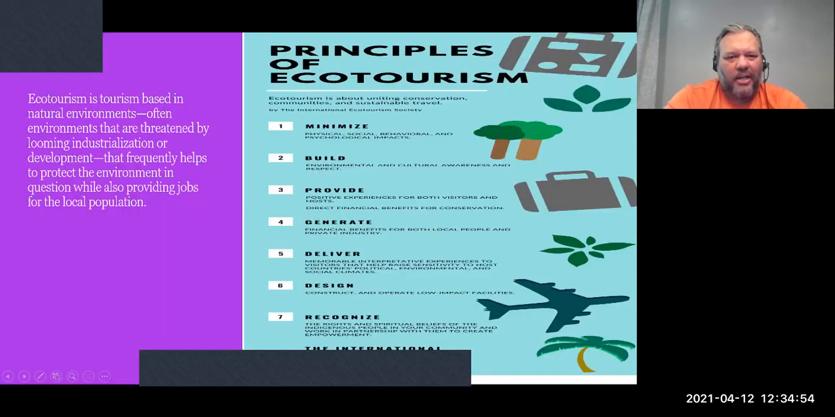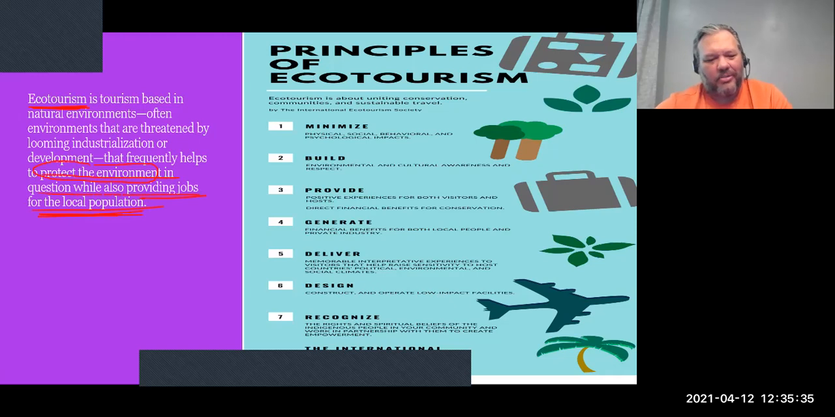All right. Now, one sustainable practice that they're working on that's become popular is this idea of ecotourism. And here's the definition: tourism based on natural environments, often environments that are threatened by looming industrialization or development, that frequently helps to protect the environment in question while also providing jobs for the local population. So imagine if you wanted to go on a safari in Africa and see the wild animals. Those dollars that you're spending in Africa are extremely important in helping to protect the environment and providing jobs for the local population.